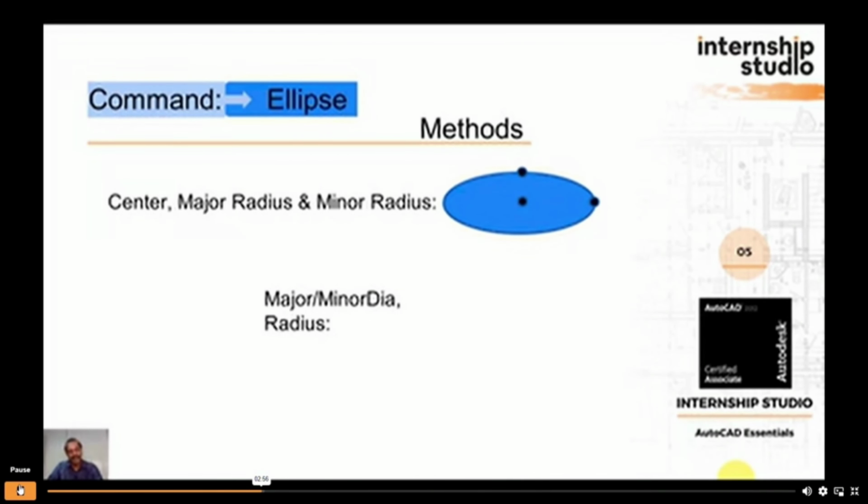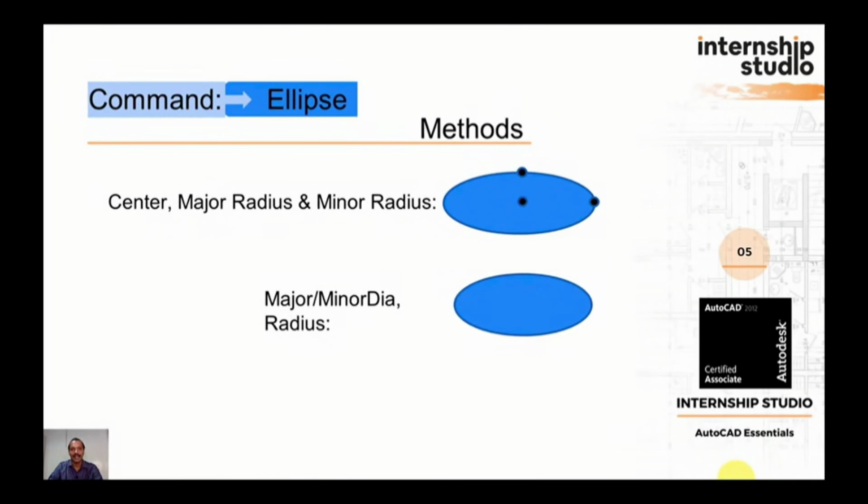or minor axis diameter and other axis radius. Here we can take the major length as the major axis. So the major axis diameter we give. If we give the other axis diameter or radius, the ellipse will be constructed using these three data. So the major axis and the minor axis of the ellipse will be defined by these data.